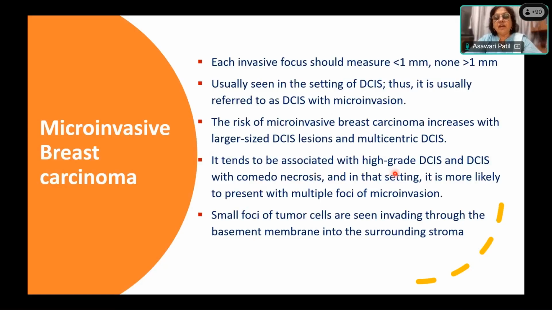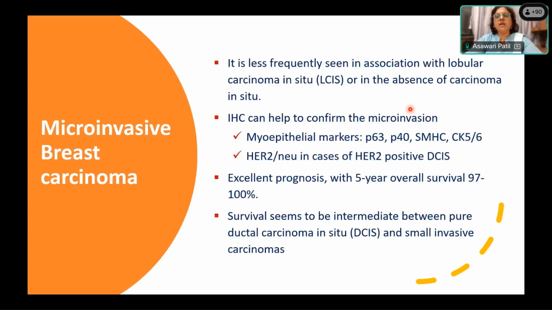It tends to be associated with high-grade DCIS and small foci of tumor cells, as you described, seen invading through the basement membrane into the surrounding stroma. What is important to identify is the stromal reaction to the invasive tumor cells. If you see LCIS, it is less likely to be associated with microinvasion, okay? So that is one thing we have to remember. Markers we have covered: we can use myoepithelial markers. If it is HER2 positive DCIS, we can use HER2 in some cases.